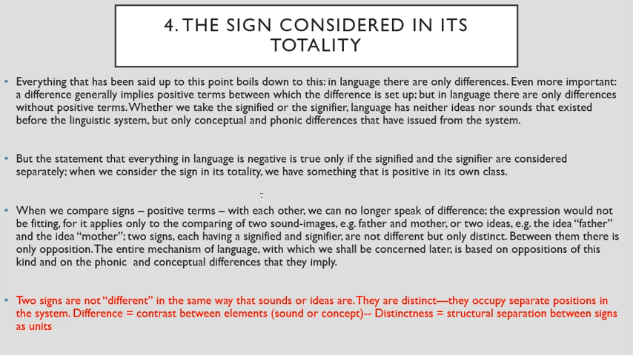but here's the big but that we want to talk about. The statement that everything in language is negative is true only if we talk about the signified and the signifier considered separately. When we consider the sign in its totality, we have something that is positive in its own class.